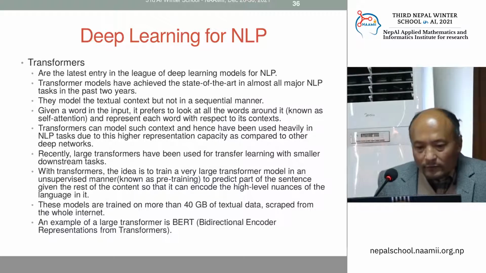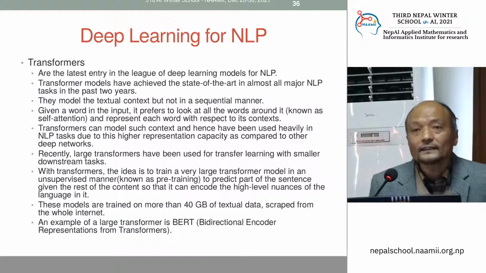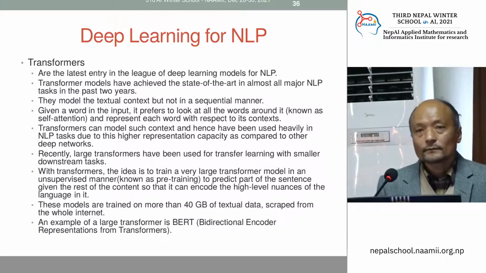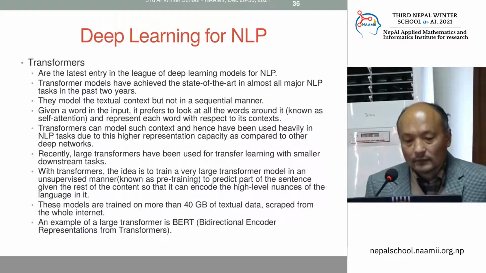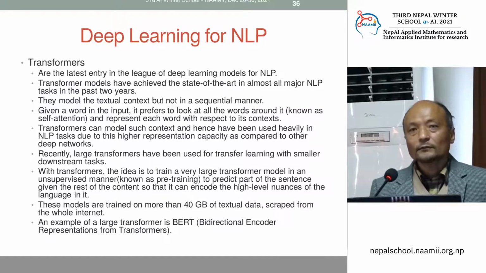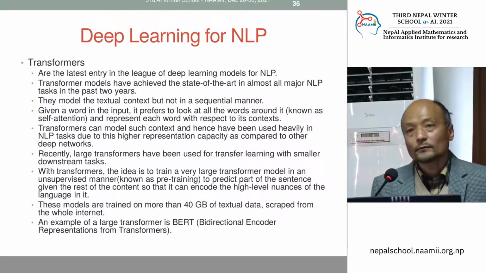So these models are trained on more than 40 GB of textual data scraped from the whole internet. An example of a large transformer is BERT, the Bidirectional Encoder Representations from Transformers, which has been applied to different downstream tasks successfully.